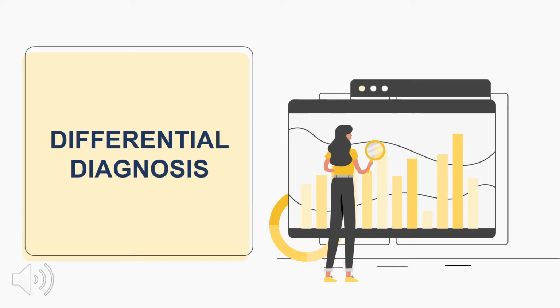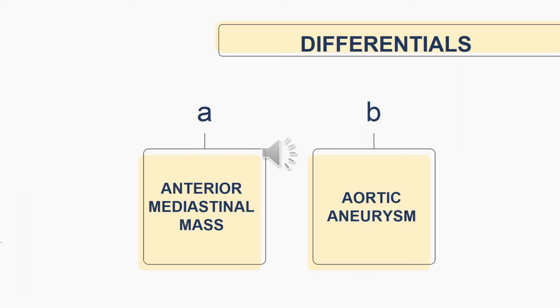For our differential diagnosis, we have your anterior mediastinal mass and your aortic aneurysm.